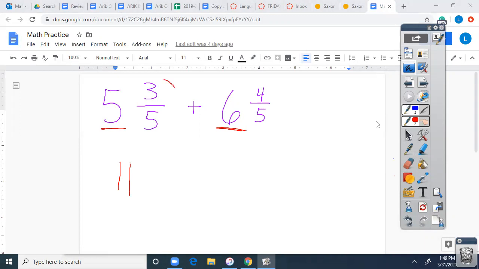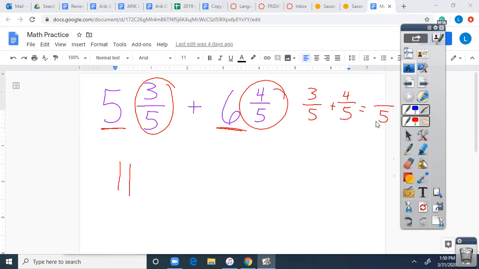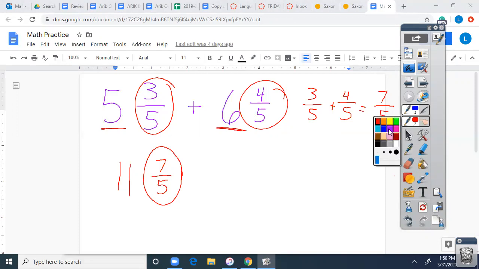Okay, and now we're going to add 3/5 and 4/5. 3/5 plus 4/5 equals, remember, keep the bottom number the same. 3 plus 4 is 7. So it's 11 7/5. But is there something wrong with that? It's not in simplest form because 7/5 is an improper fraction. We need to change it into a mixed number. Okay, so we'll do that in blue.